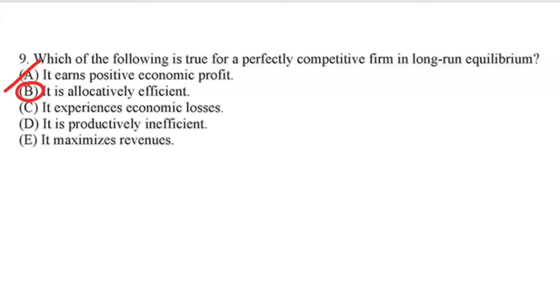Well, yet again, for exercise, let's go through the other 3. Does it experience economic losses? No, because in long-run equilibrium, there is no economic profit to be made. It is productively inefficient. That is also incorrect here. It maximizes revenues, right? No, it maximizes profit. It does not maximize revenue. It's a difference between the two. And so that is why B as in boy is the correct answer.